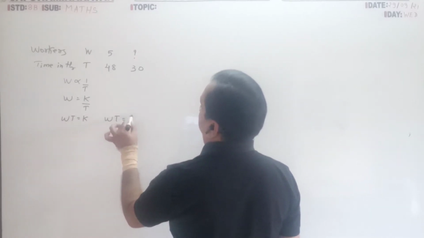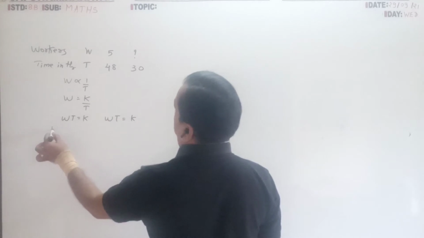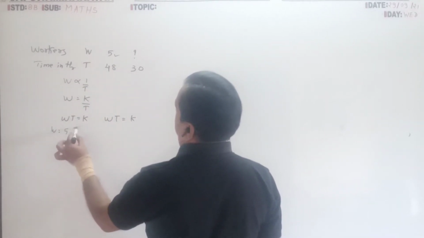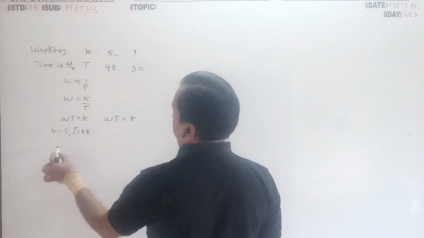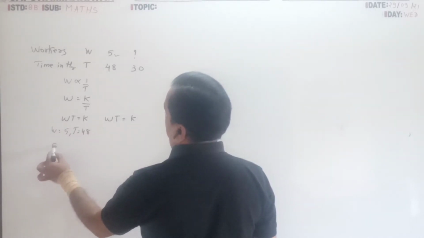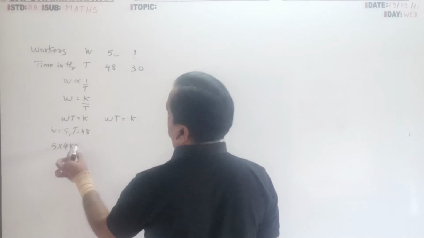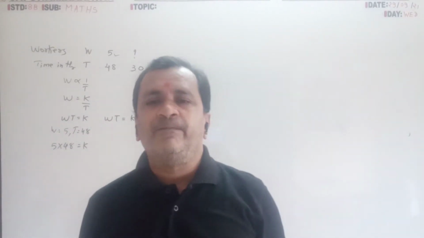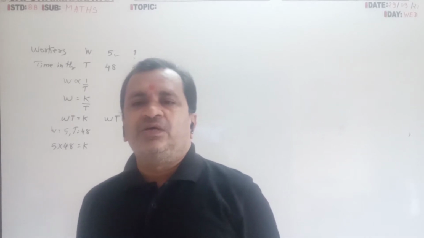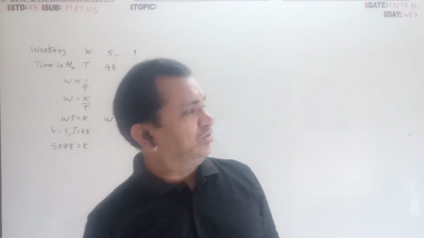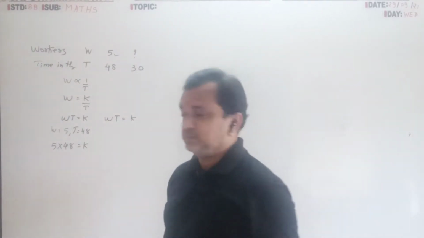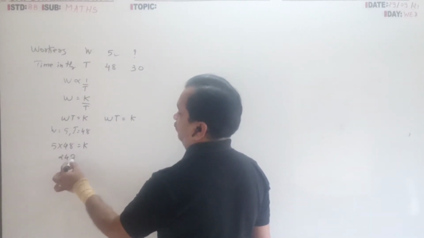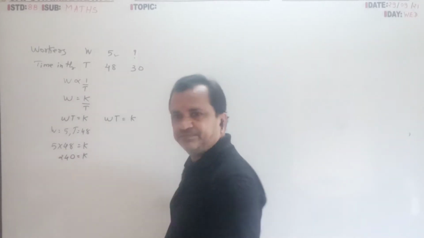WT is K. Here W is equal to 15, T is equal to 48. So 15 into 48. Any number you multiply with 5, put a 0 and make it half. So it is 720. It is K.